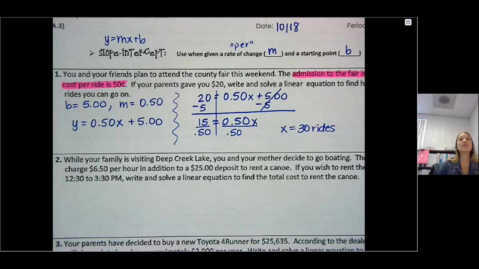Okay? And so all the ones on the front look like this, slope-intercept form. So all of them are going to be given a rate, your per, and then all of them are going to be a starting point, your B. Let's do number 2, and then I'll let you try 3 and 4 without me.